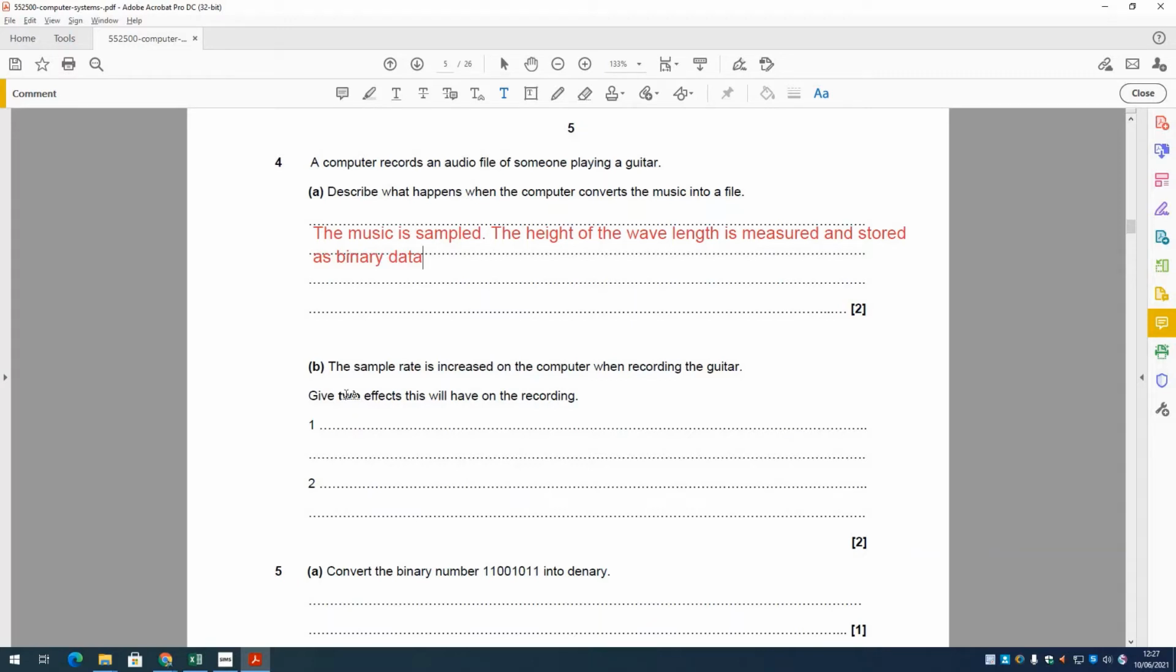The sample rate is increased on the computer when recording the guitar. Give 2 effects this will have on the recording. So if the sample rate is increased, then you're taking more samples, which means there's more data taken in, or stored, making the file size bigger, because the more data you've got, the bigger the file size. Another thing is that the quality will increase. So as you're taking more data, the quality is increased.